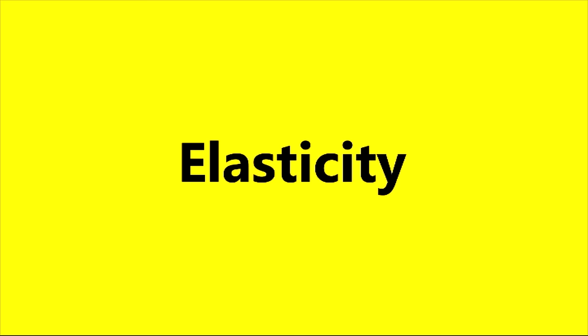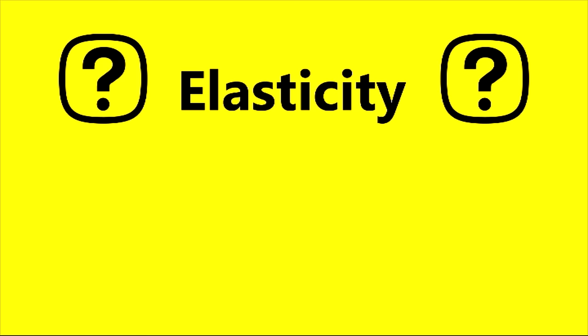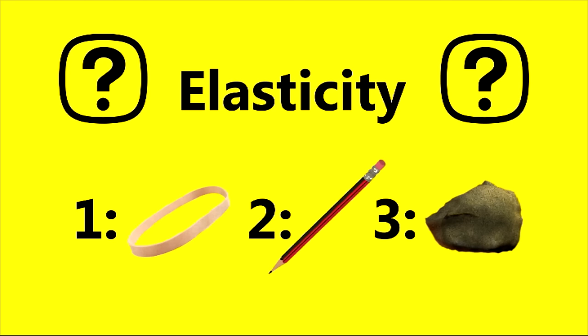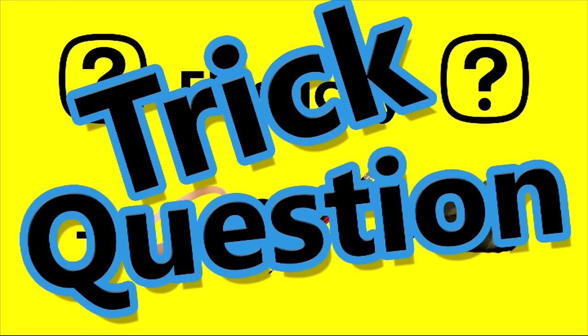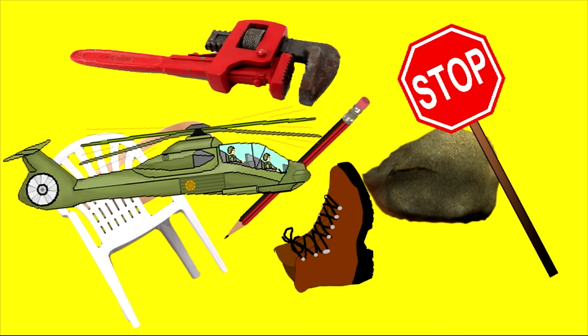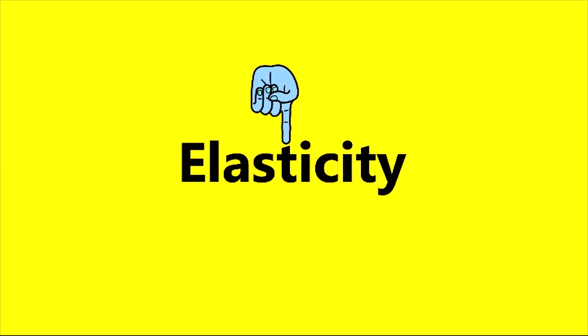Now it's time for a Science Max quiz. Elasticity is the ability for a material to return to its original shape when deformed, like this or this. Which of these materials have elasticity? A rubber band, a pencil, or a rock? Haha, this is a trick question. The answer is all three. Most solid materials have elasticity. Nearly everything will deform a little and still be able to return to its original shape. It all depends on how much.